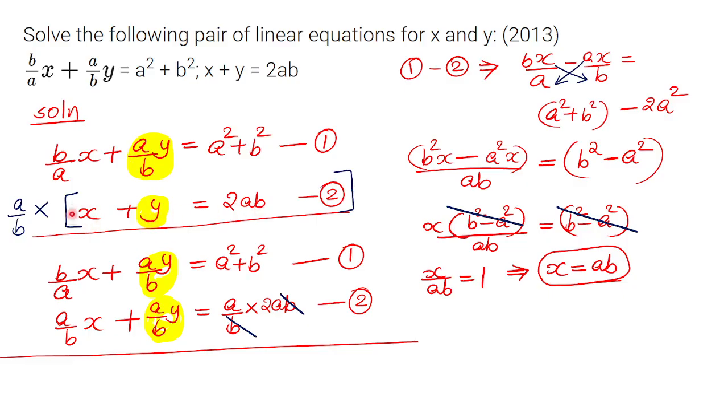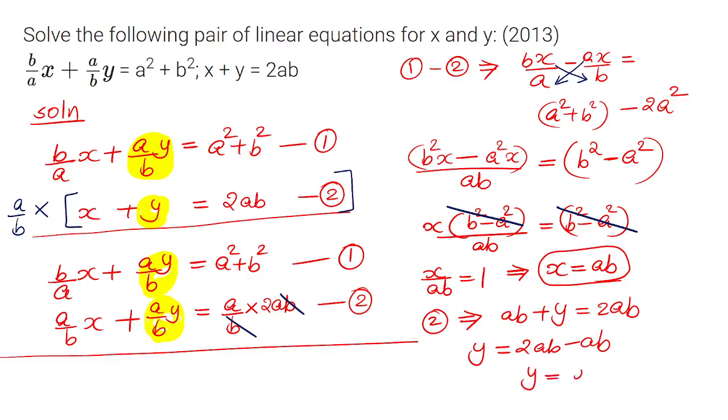I got x as ab. I am going to substitute x as ab here. The second equation becomes ab plus y equal to 2ab. ab taken to the other side, y equal to 2ab minus ab. That is y equal to ab. 2ab minus ab will be ab. So I got the values of both x and y, x equal to ab and y equal to ab.